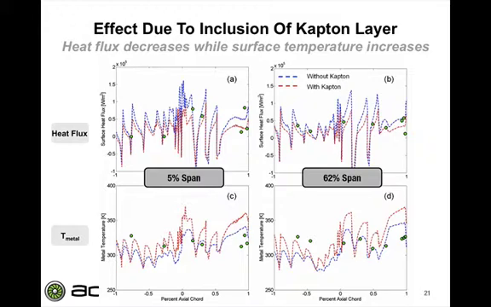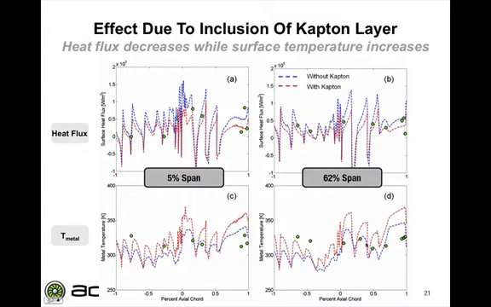Now looking at the surface metal temperature, again we'll focus on the 62% span. So again, our original prediction, what we saw was that we were getting it really close on the suction side of the airfoil, but on the pressure side we were under-predicting quite a bit. So now what we see when we add the Kapton layer is that the pressure side of the airfoil, the temperature's coming up a bit, but it hasn't quite reached what the experimental data is telling us is going on.